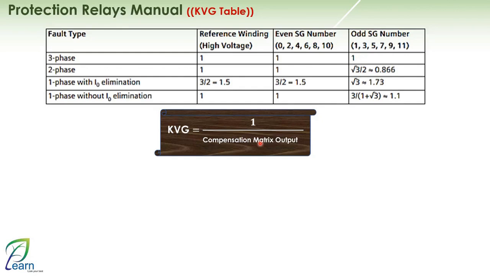To simplify the testing of protection relays and to avoid using a 3x3 matrix, I derived something called KVG, which is the inverse of the compensation matrix. Therefore, the relay current will equal the measured current in amperes divided by the I base in amperes. And instead of having the compensation matrix in the numerator, I place the KVG here in the denominator. Let's see how the numbers inside this table were derived.